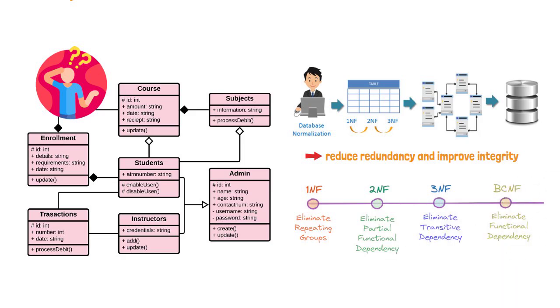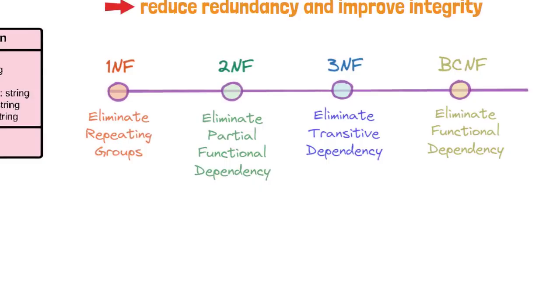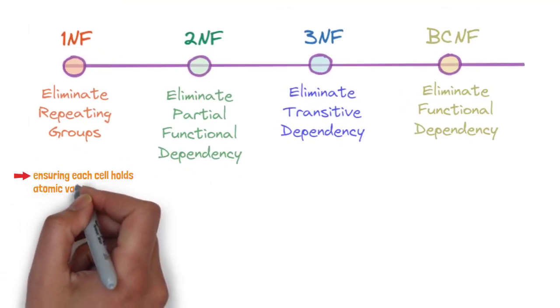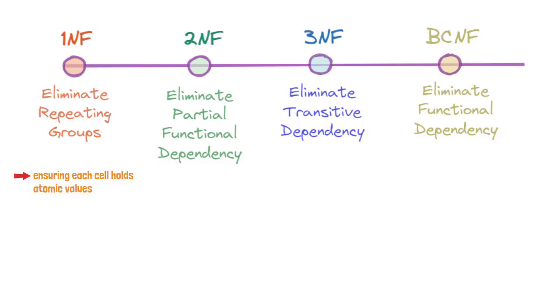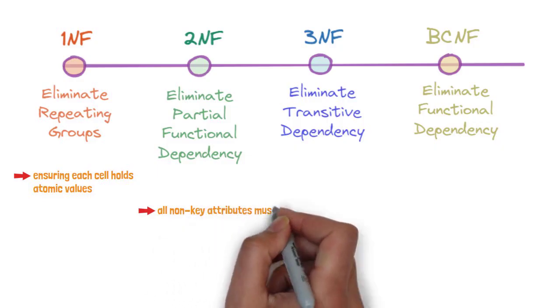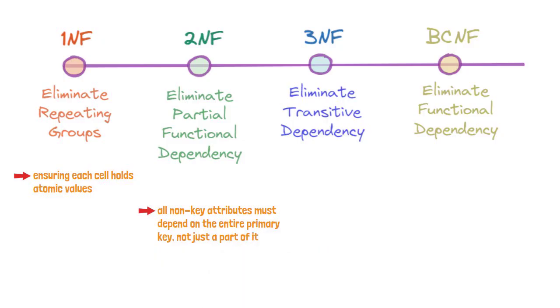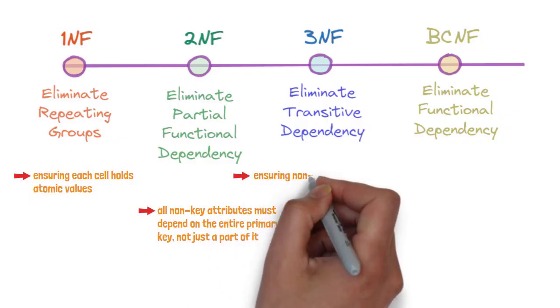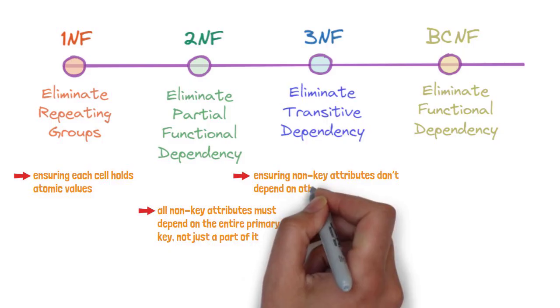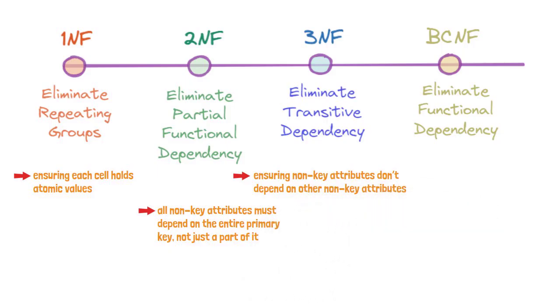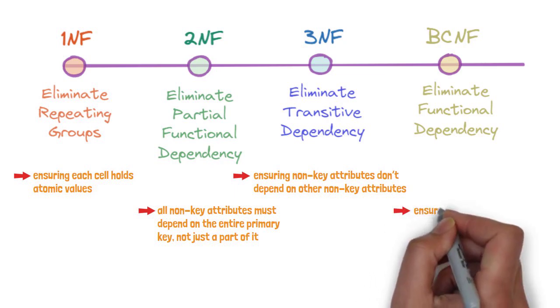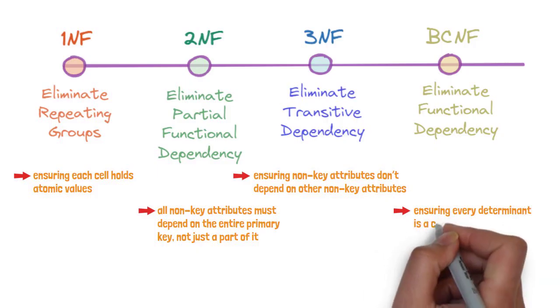First normal form, 1NF, removes repeating groups, ensuring each cell holds atomic values. Second normal form, 2NF, eliminates partial dependency, meaning all non-key attributes must depend on the entire primary key, not just a part of it. Third normal form, 3NF, removes transitive dependencies, ensuring non-key attributes don't depend on other non-key attributes. And finally, Boyce-Codd normal form, BCNF, is a stricter version of 3NF, ensuring every determinant is a candidate key.